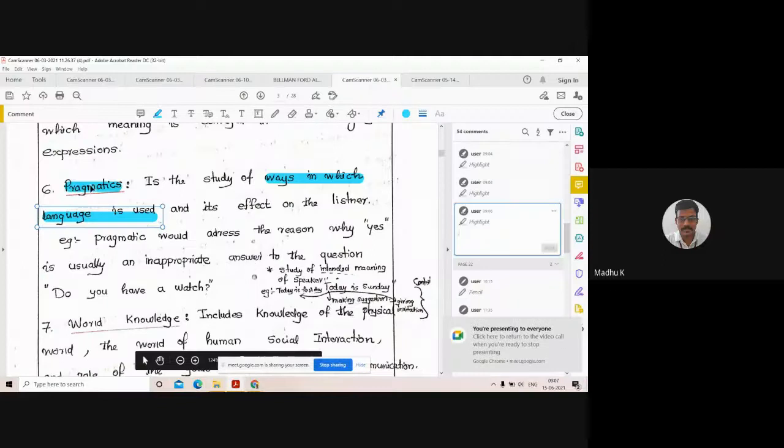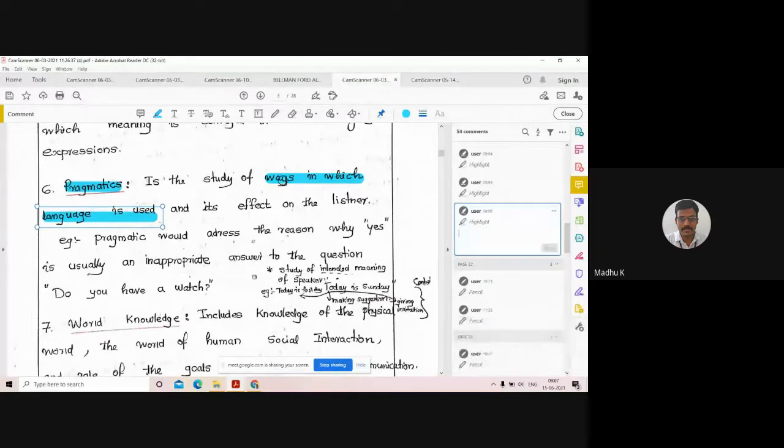Okay, just to go through the important topics. Pragmatics is the study of ways in which language is used and its effect on the listener. So that is about pragmatics. Just to go through the examples.